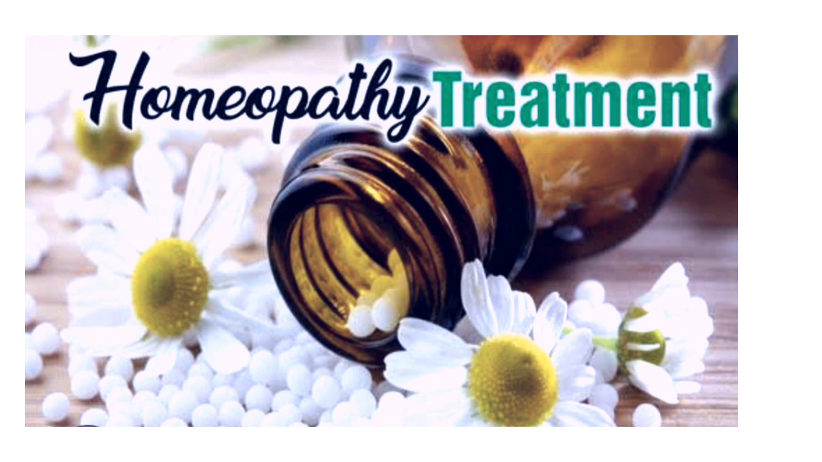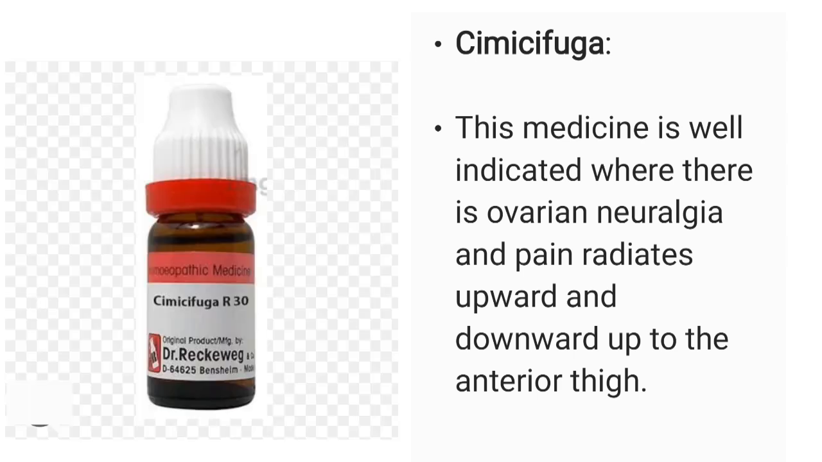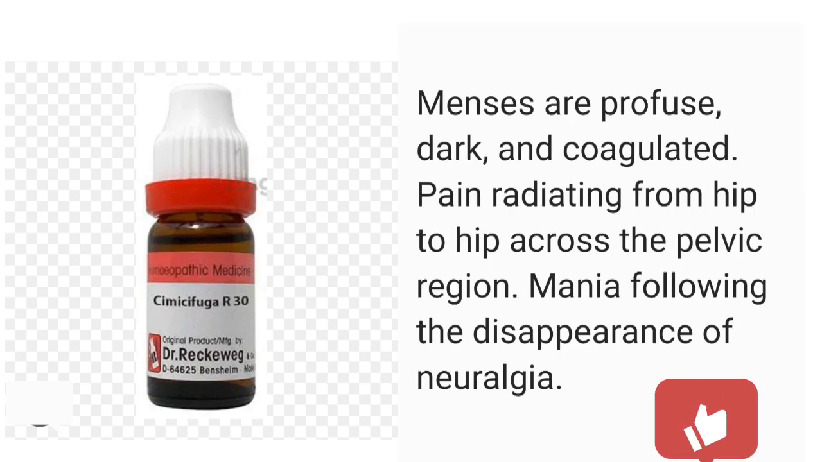So let's move on to the homeopathic mode of treatment for endometriosis. Homeopathy offers natural and safe management of endometriosis, and homeopathy medicines have no side effects. They help prevent further progression of the disease. The first drug of choice is cimicifuga. This medicine is well indicated where there is ovarian neuralgia and pain radiates upward and downward up to the anterior thigh. Menses are profuse, dark and coagulated, with pain radiating from hip to hip across the pelvic region. Cimicifuga can be taken in 200 potency every alternate day, one time daily.